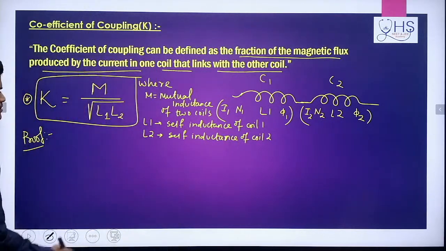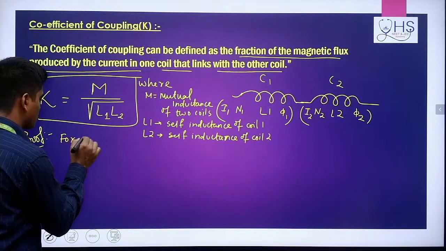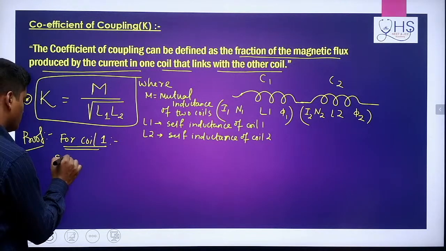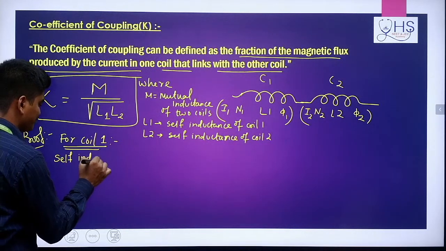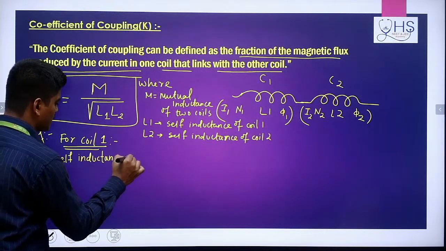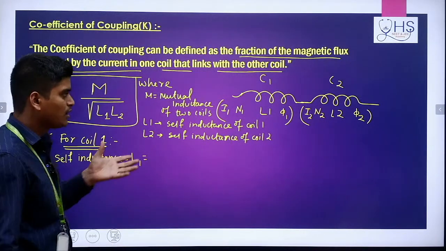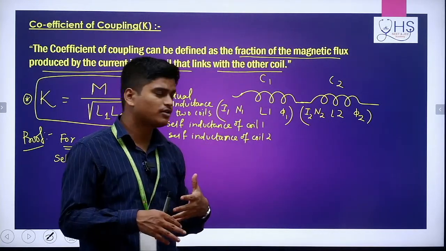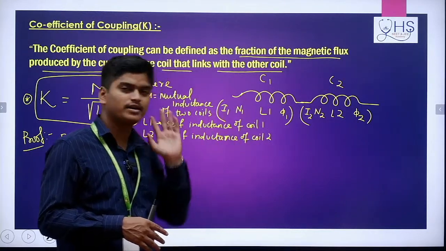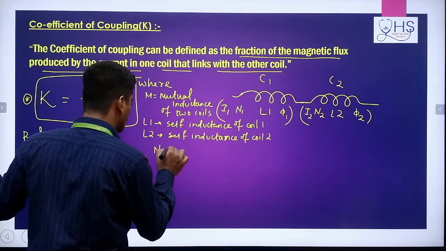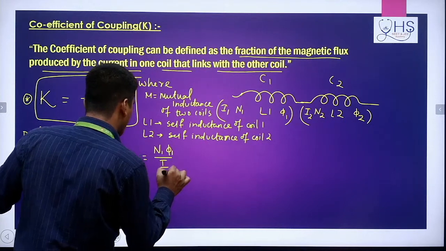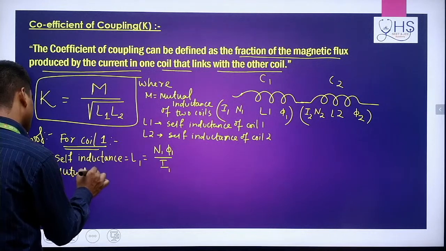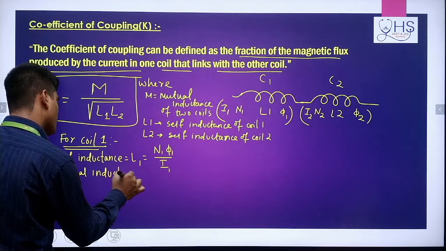For that, first let me write for coil 1, and check what the self inductance is. That is your L1. In the same coil, the self inductance depends on N1, I1 and phi 1. So no need for any other term, just L1 equals N1 phi 1 by I1, right? Now if you want to find the mutual inductance, little things change.